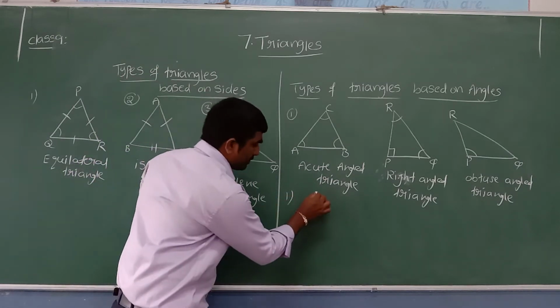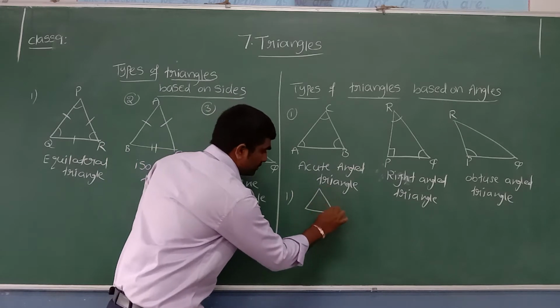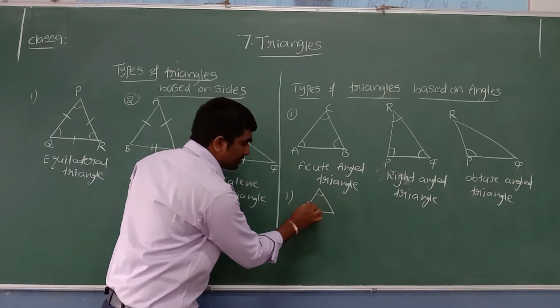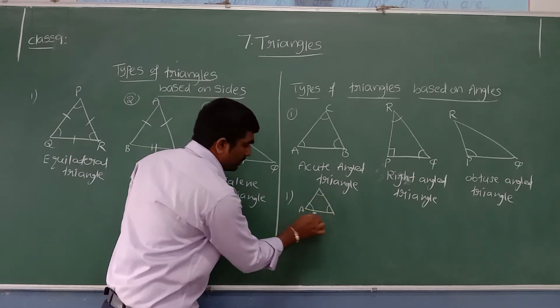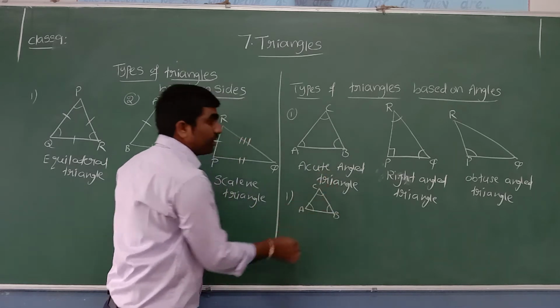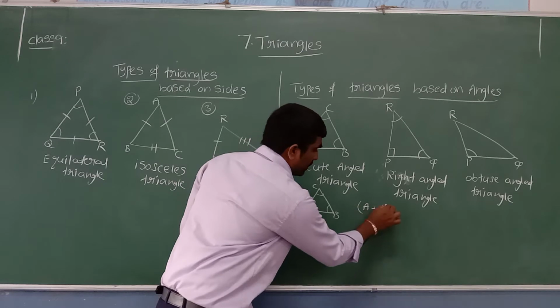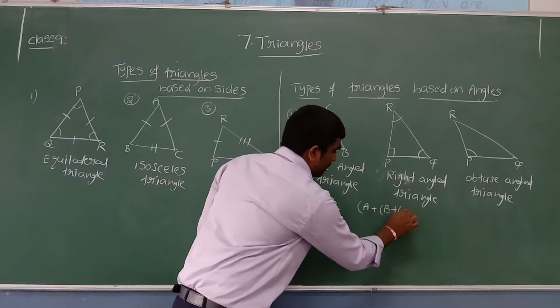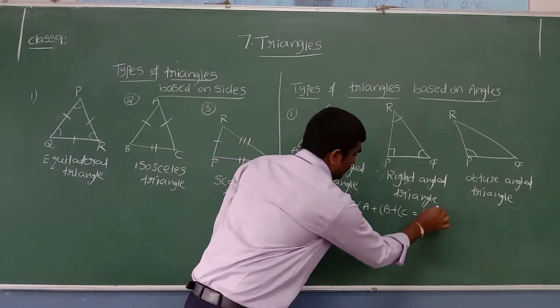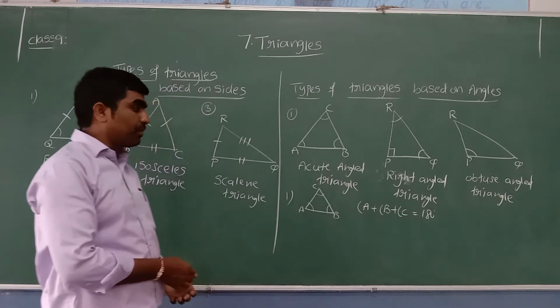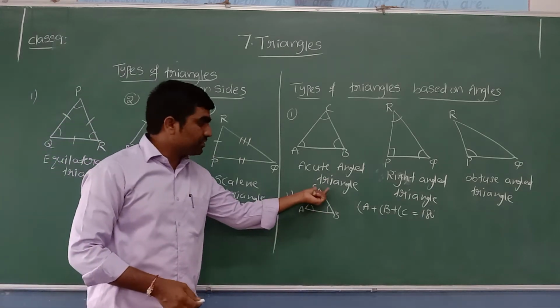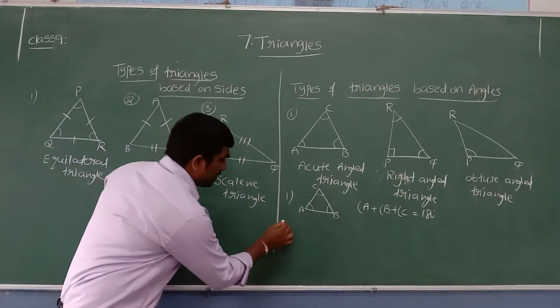Let me recall once. If I take one triangle, it has three interior angles A, B, C. We learned the angle sum property of triangles. The sum of the three angles of a triangle, angle A plus angle B plus angle C, is equal to 180 degrees.